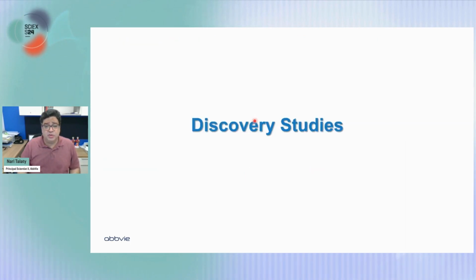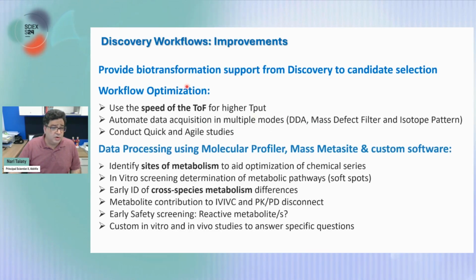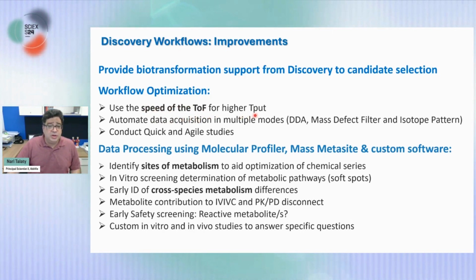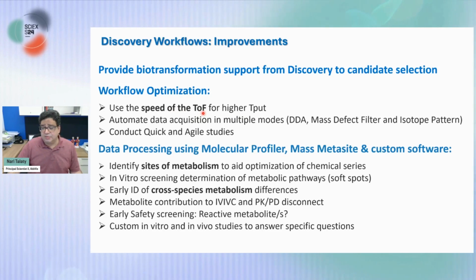Now, our discovery workflows: what is the 7600 going to do for us? We really want to use the speed of the TOF, and the TOF goes very fast for acquisition. Compared to an Orbitrap or any other analyzer, the TOF has the advantage of speed. In discovery, we always want to do our assays faster. We want to get everything back to the chemist quickly so they can make a decision, and change something on the fly if they want to.